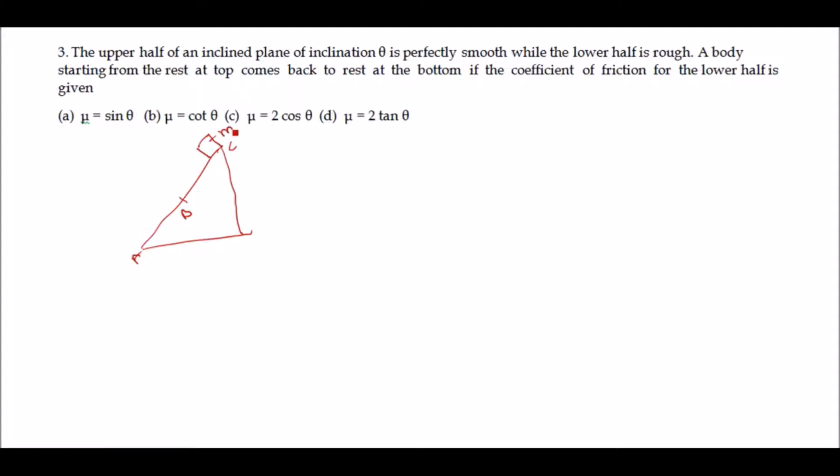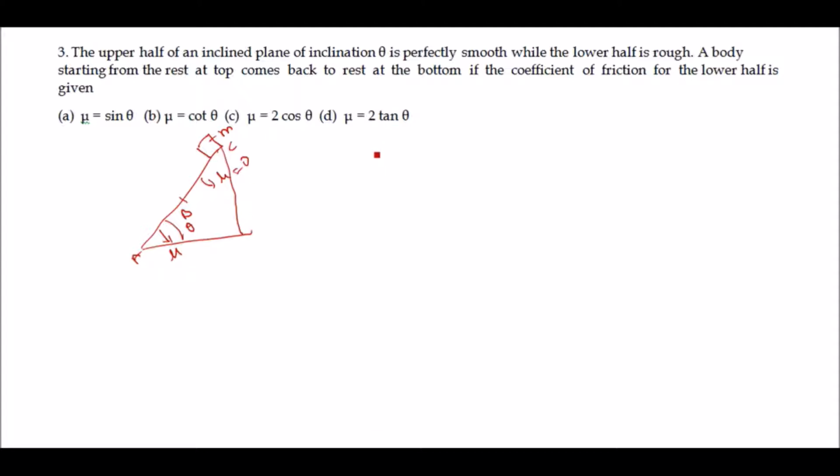Consider the object of mass m is placed here, and for the first half, that is for BC, mu is equal to 0, and for AB, consider the coefficient of friction is mu. The angle theta is given here. It is given that a body starting from rest at the top comes back to rest at the bottom. So you have to calculate the coefficient of friction. We will study the motion of the two halves separately.